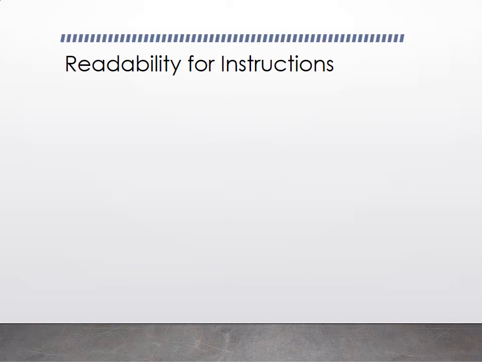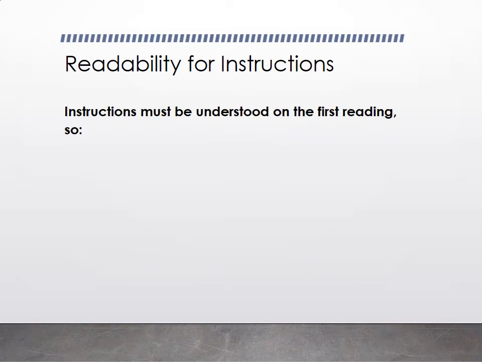Here's what we mean when we're talking about readability for instructions. Instructions really need to be understood on the first reading, partly because there are many people who are resistant to reading instructions in the first place, but also because people get very frustrated if they're trying to perform a task and they're not able to perform the task correctly and they have to go back and redo steps, or things get messed up because the steps were not correctly understood.